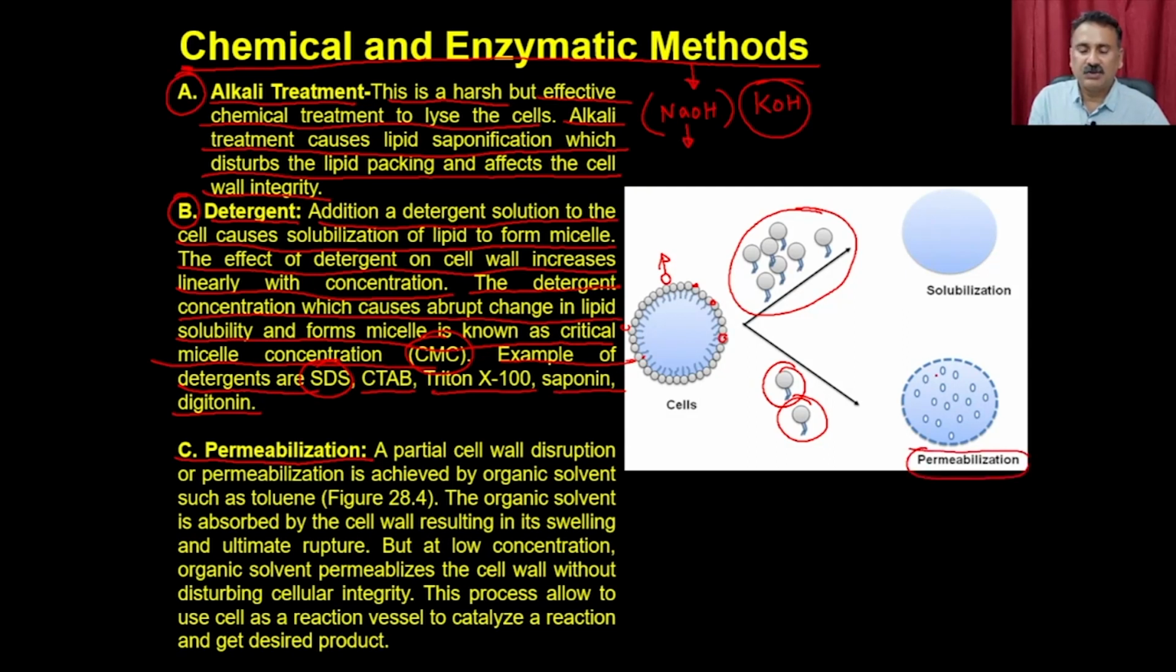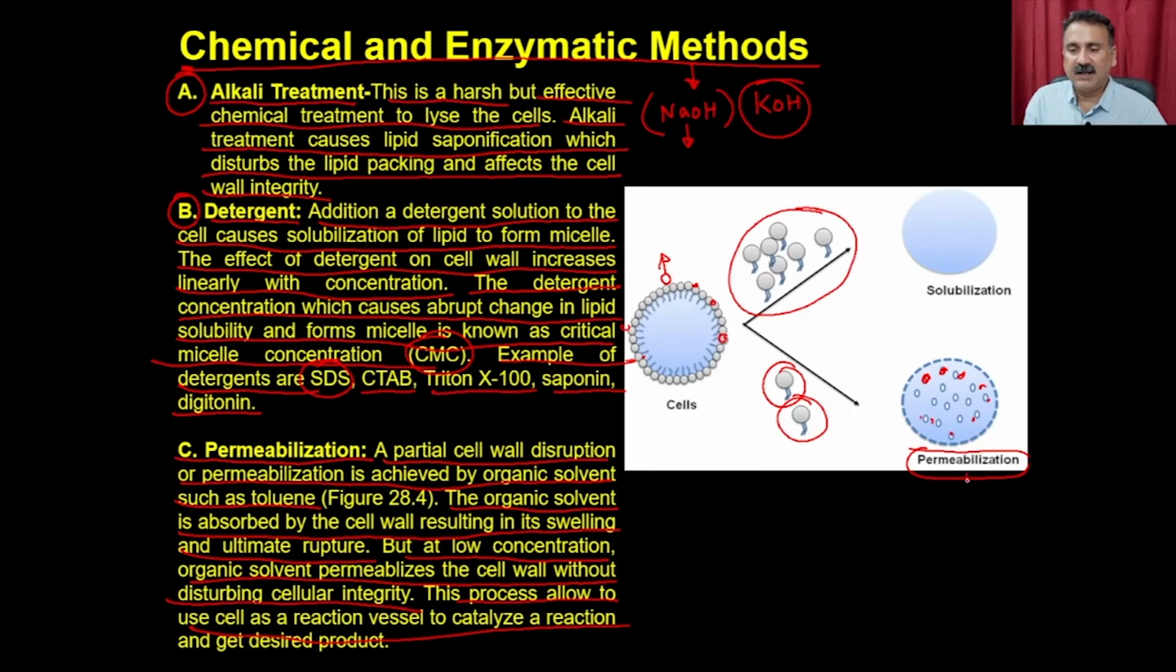Permeabilization is not going to remove all the lipid molecules, but it is going to make tiny holes, and these holes can be used for delivering content into the cell. Partial cell wall disruption, or permeabilization, is achieved by an organic solvent such as toluene. The organic solvent is absorbed by the cell wall, resulting in its swelling and ultimate rupture. But at low concentration, the organic solvent permeabilizes the cell wall without disturbing the cellular integrity. This process allows us to use the cell as a reaction vessel to catalyze the reaction and get the desired product.